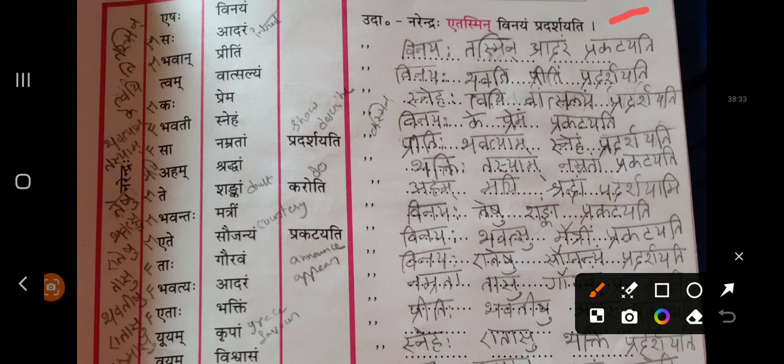Narendraha etasmin vinayam pradashayati. Vinayaha tasmin adaram prakatayati. Vinayaha bhavati pritim. Here bhavati is wrong. Just ignore this second sentence. It's just a typo error. Snehaha tvayi vatsalyam pradashayati. Vinayaha ke premam prakatayati. This is the question mark.